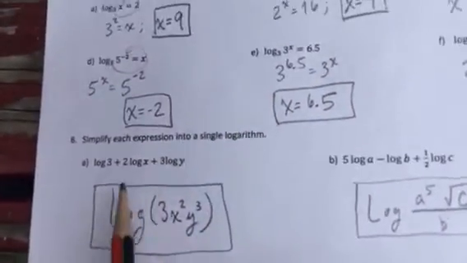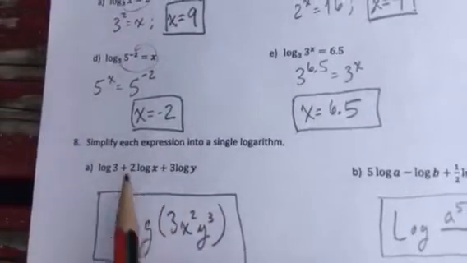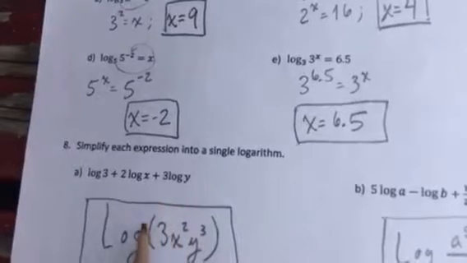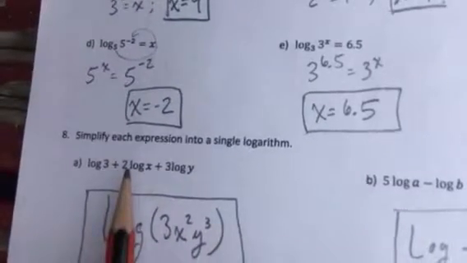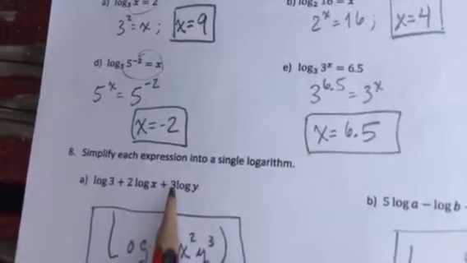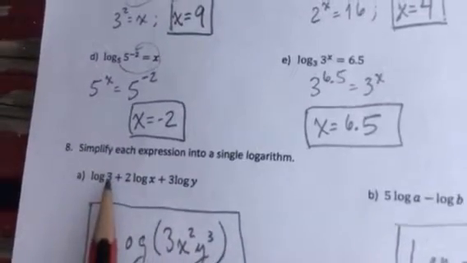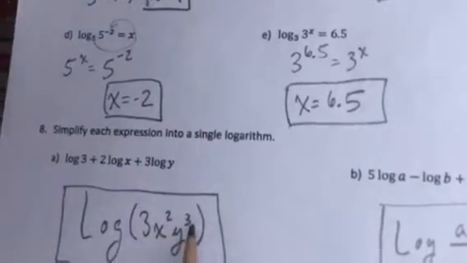Last group of problems here, where we're condensing or combining these 3 log things into a single logarithm. Well, we're just adding logs together, so we just multiply our terms here. And this 2 becomes an exponent of x, so it's x squared. This 3 becomes an exponent of y, so it's y to the 3rd. But the 3 there is just all by itself, so it's log of 3 times x squared y cubed.